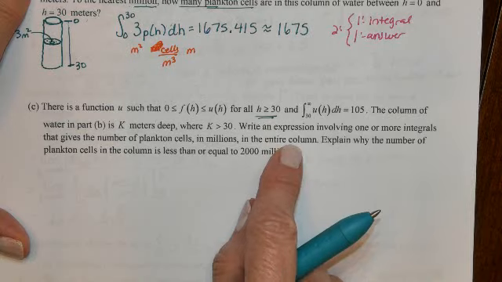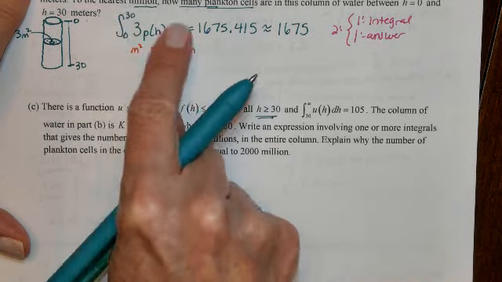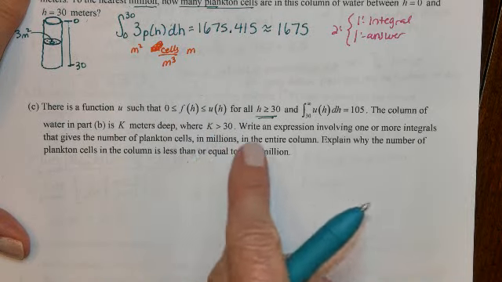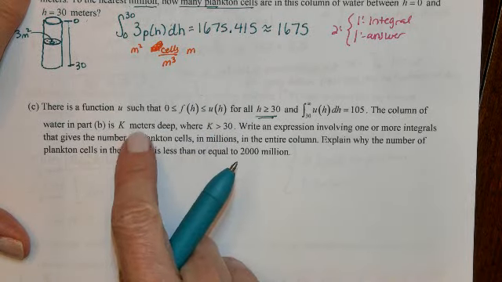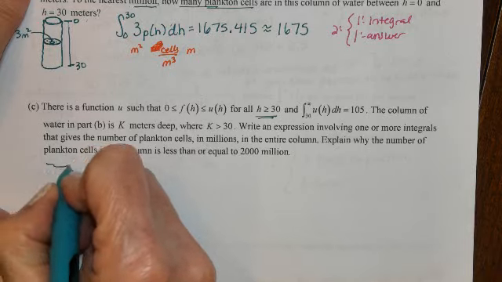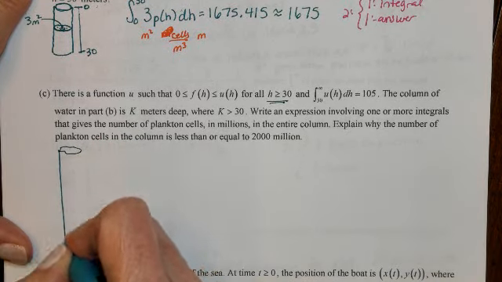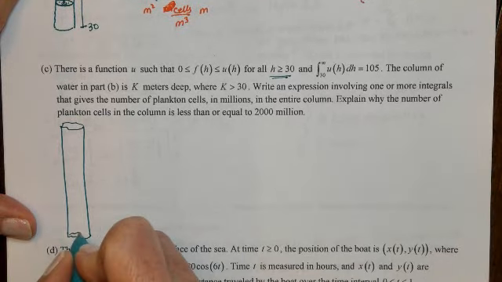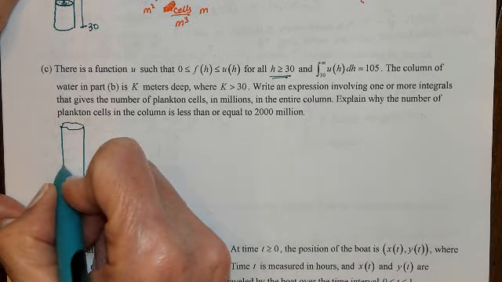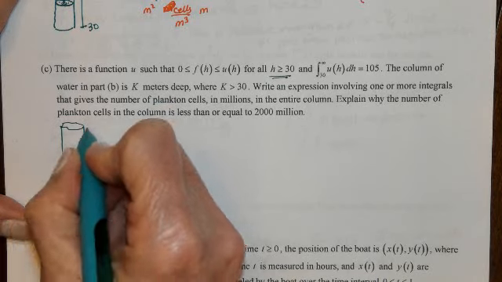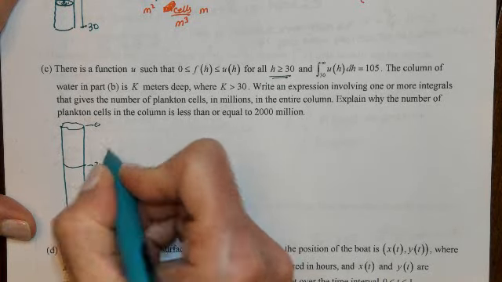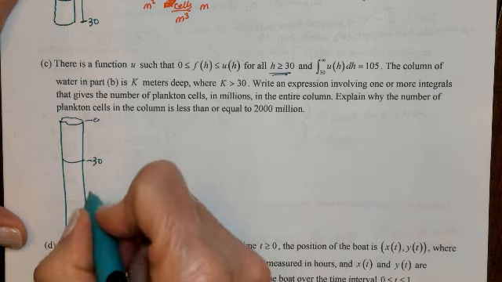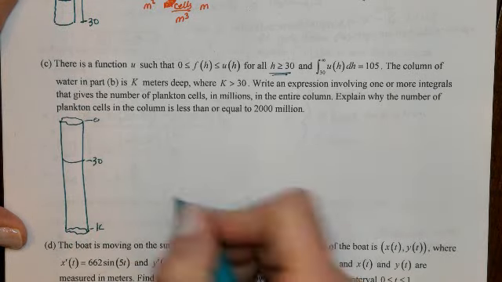Well, this won't be bad, because we have the number of plankton cells from 0 to 30 meters deep, and now we just need to go some more. So here we have another column of water, or you can think of it as the same column of water, just deeper. From 0 to 30, we know how many plankton cells are there. We found it up here in part B. And now we need to go from 30 to k and do the same thing.